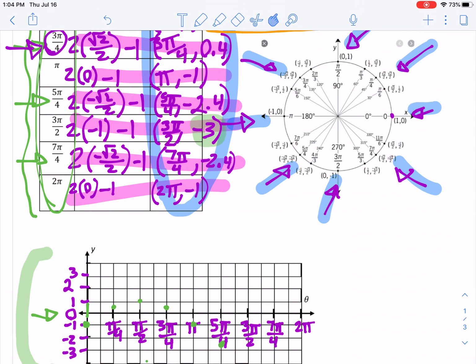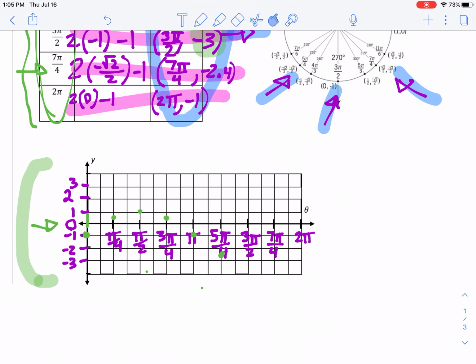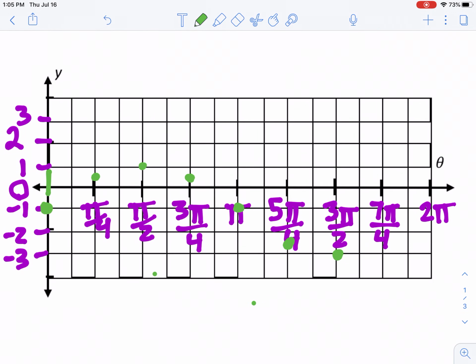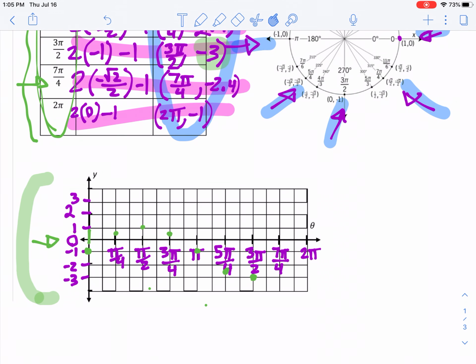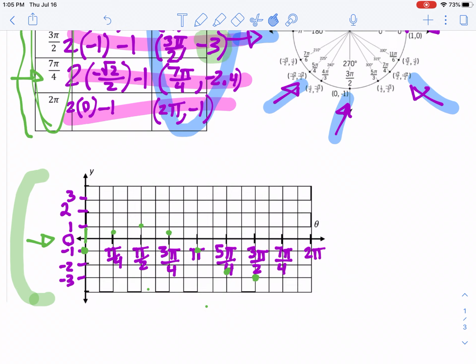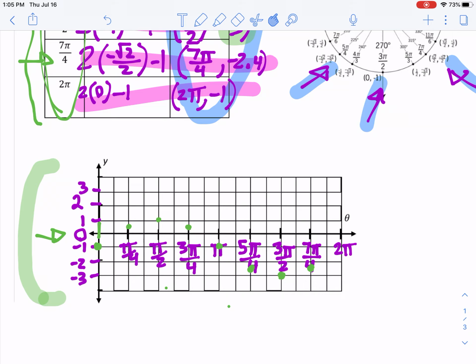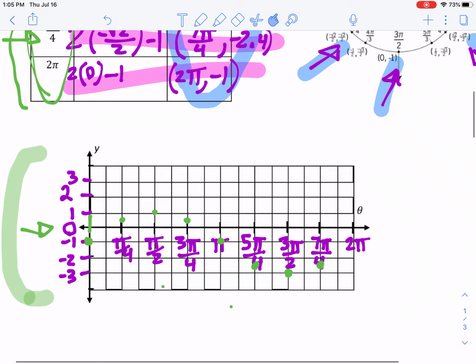Okay, next one. 3 pi over 2, comma, -3. And remember, that's my lowest point right there. Let me zoom in. -3, yay, that's that point, almost done. And then 7 pi over 4 was at -2.4, so we zoom in, say that's about there. And then my last point of 2 pi was at -1.